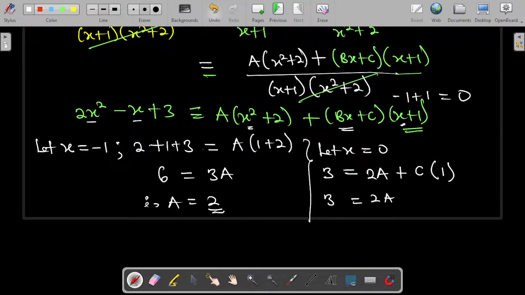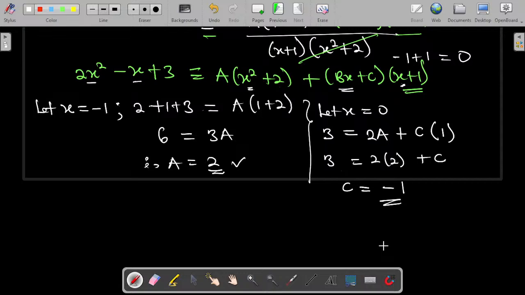But I know the value of my a. And what is my a? My a is 2. So I'll have 2 times 2 plus c. Alright? And then immediately I am going to have that my c is equal to 3 minus 4, which will give me minus 1. Okay, so I hope you have also followed me, everybody.